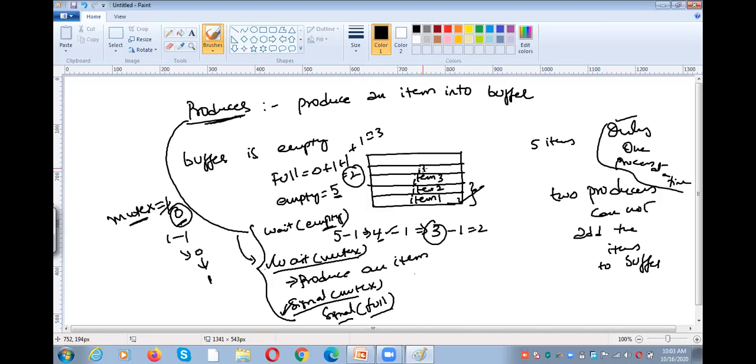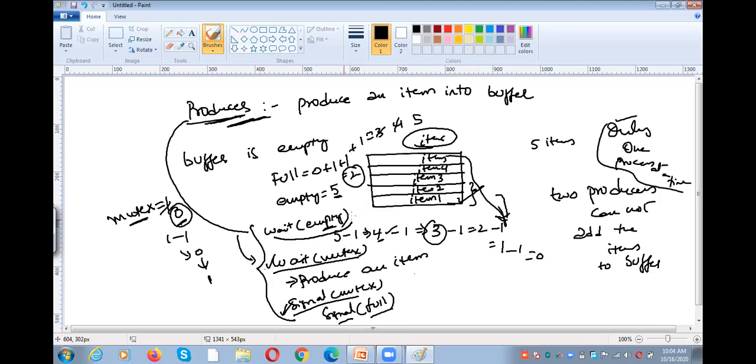If we add item number 4, the empty will become 1 and the full will become 4. Whenever we add one more item, 1 minus 1, 0, and full automatically will become 5. So whenever the producer is trying to add one more item, item number 6, it cannot add an item.